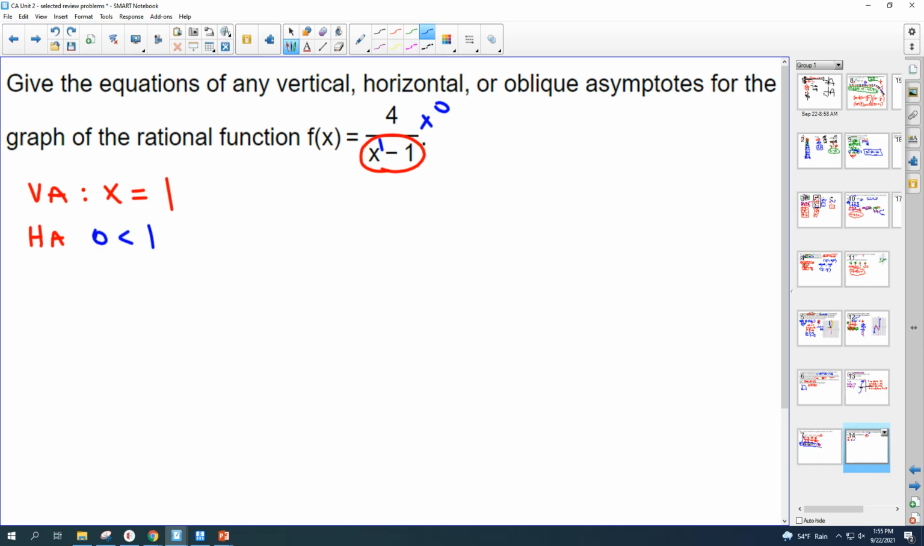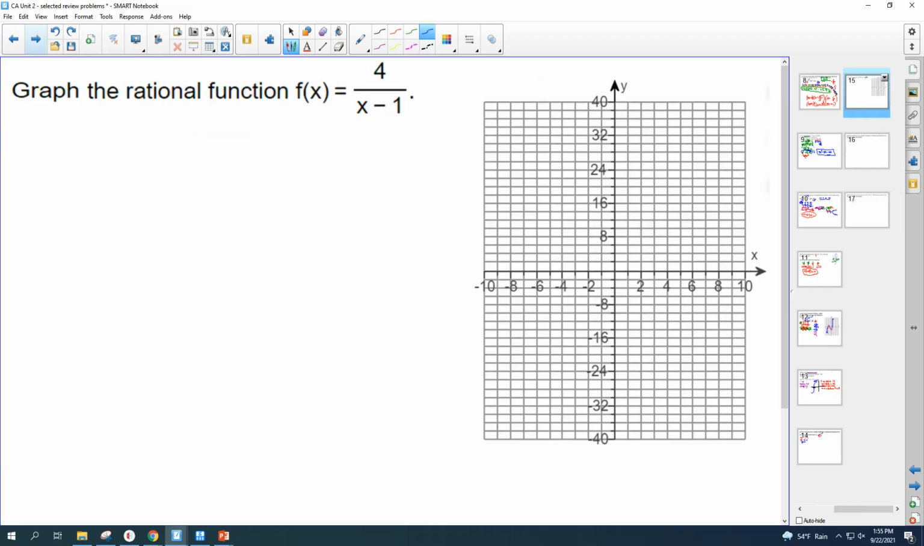When 0 is less than 1, when the degree of the top is less than the degree of the bottom, we know there's a horizontal asymptote at y equals 0. Right? That's something that's going to be on there. You're going to have to know that, and I know students kind of struggle. That's something that requires practice. So then the next question just says, let's graph this.